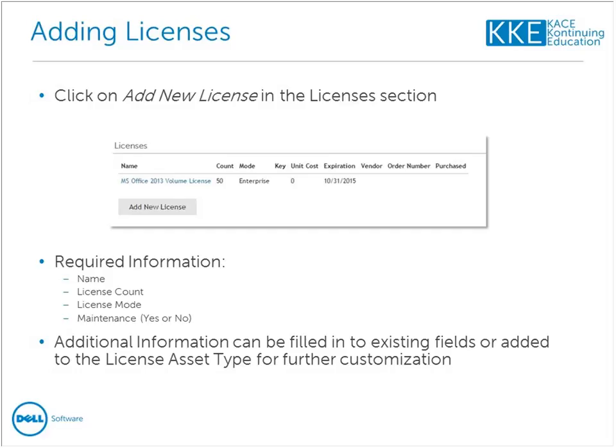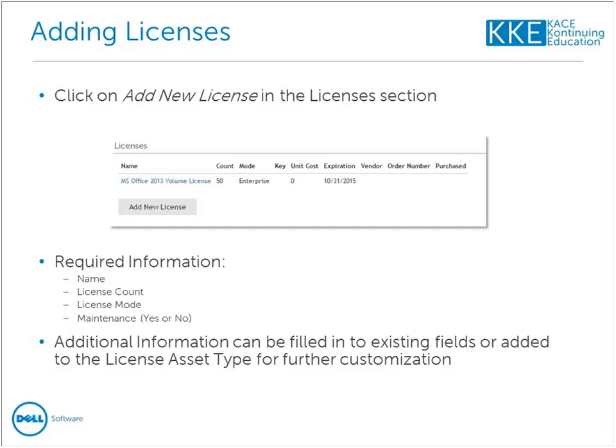And then maintenance, this is mostly for the compliance engine, which is new in 6.4. So does this include maintenance, yes or no? Now, there are other fields on the license asset type that you can fill in, and plenty come by default, like unit cost. There's a lot of different fields built in that you can fill out to get a more complete picture of licensing.